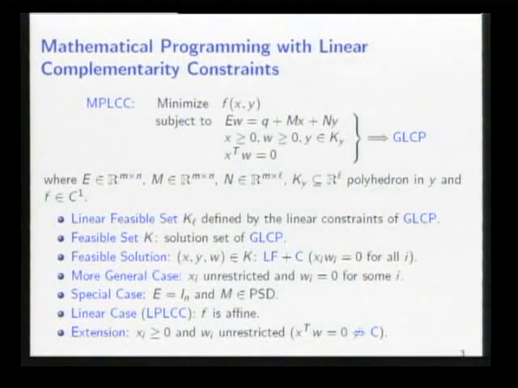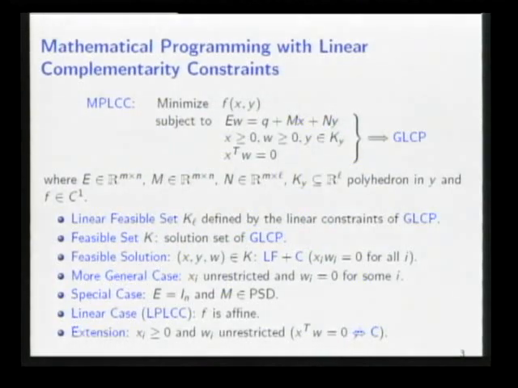Fortunately, what you can distinguish is two sets which are very important. The first one is what I call the linear feasible set, that is, the set of the linear constraints. You can check whether it is feasible or not by solving a linear program, so finding a linear feasible solution is easy. Now the feasible set is what I call the generalized LCP, and this is NP-hard. So when you try to find a feasible solution, you have to face an NP-hard problem.